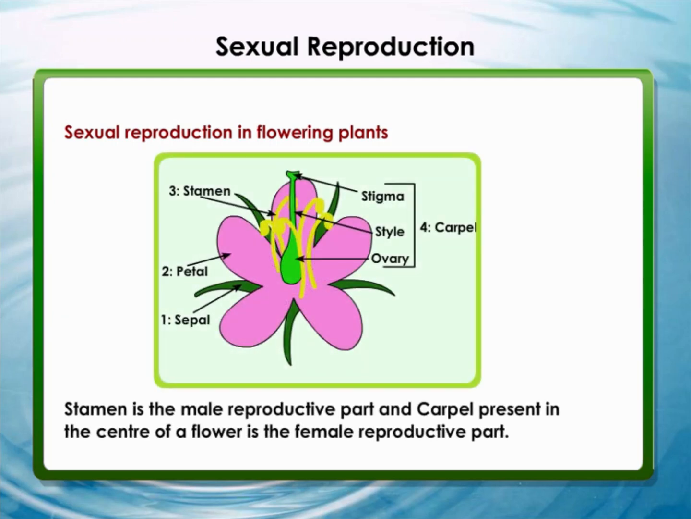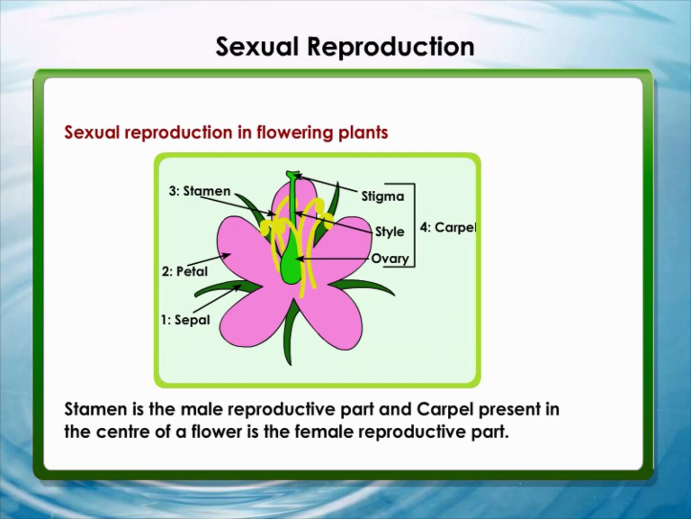Stamen is the male reproductive part and it produces pollen grains that are yellowish in color. Carpel is present in the center of a flower and is the female reproductive part. It's made up of three parts. The swollen bottom part is the ovary, the middle elongated part is the style, and the terminal part, which may be sticky, is the stigma. The ovary contains ovules and each ovule has an egg cell.